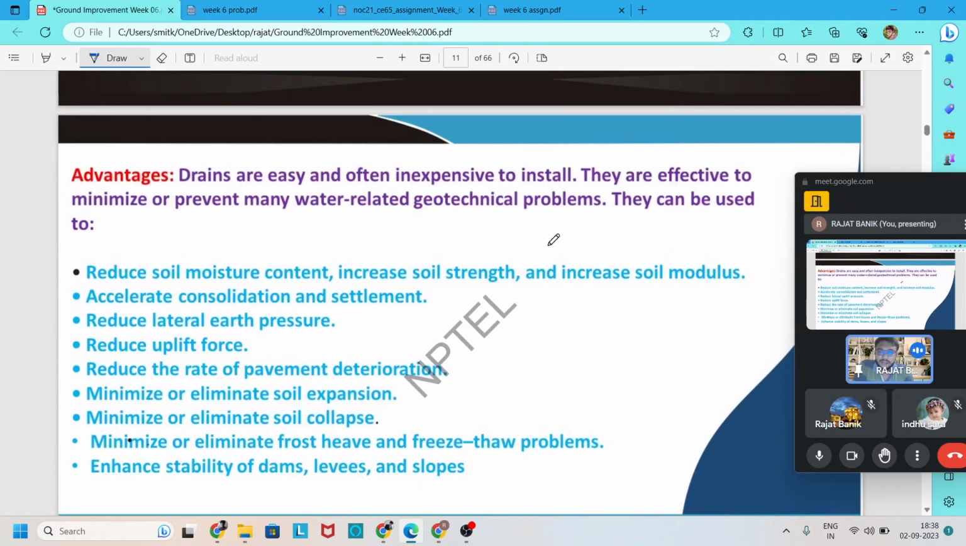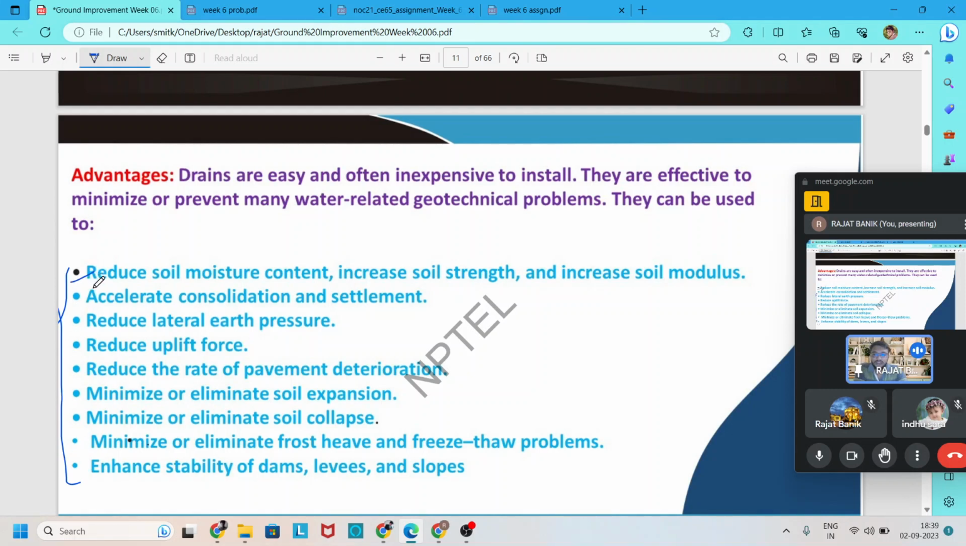Here we discuss the advantages of the drainage technique. It is said that drains are easy and often inexpensive to install. You already know this: no expensive material is used, only some gravel, good drainage material, or some geosynthetic material, which is already available at low cost, to create a drainage environment. So they are effective to minimize or prevent water related geotechnical problems. They are used, and some advantages regarding this drainage are discussed.